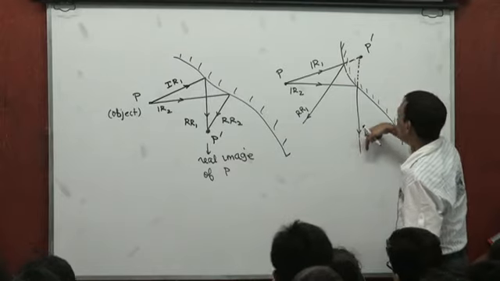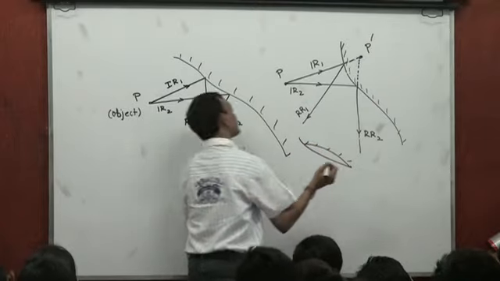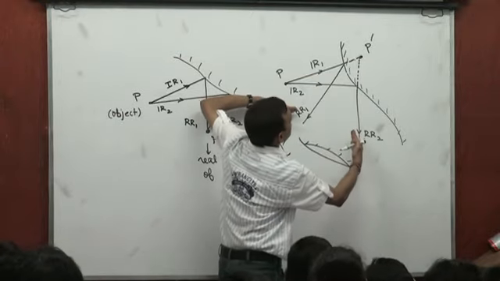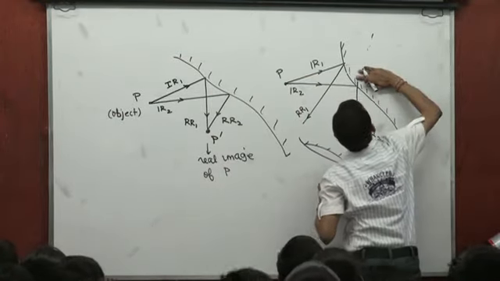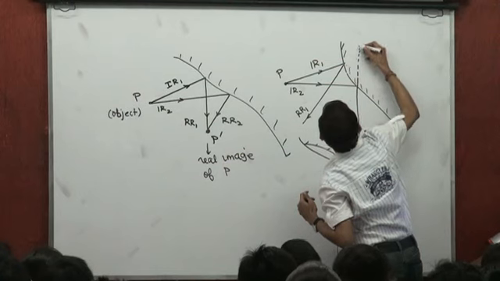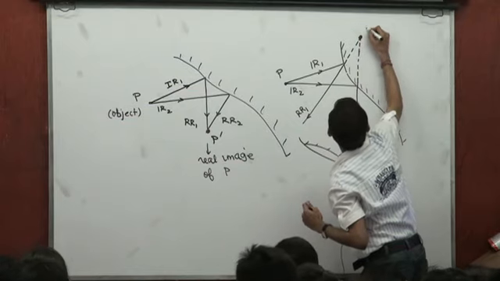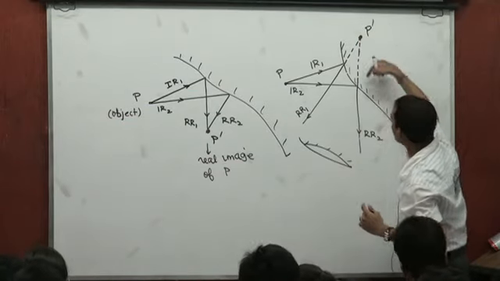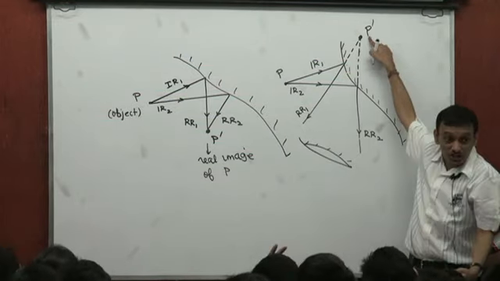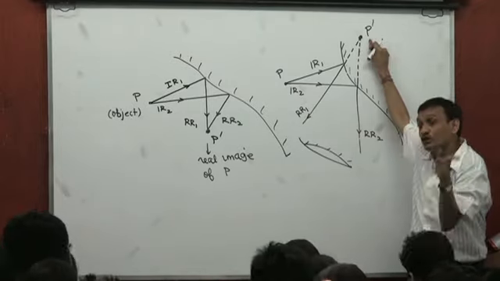These two rays are not converging to any point, but if there is an eye here, then these two reflected rays, as far as this eye is concerned, seem to be coming from P prime. But there is no light energy at P prime. Light had actually nothing to do with P prime. So this P prime is not the real image for this eye.